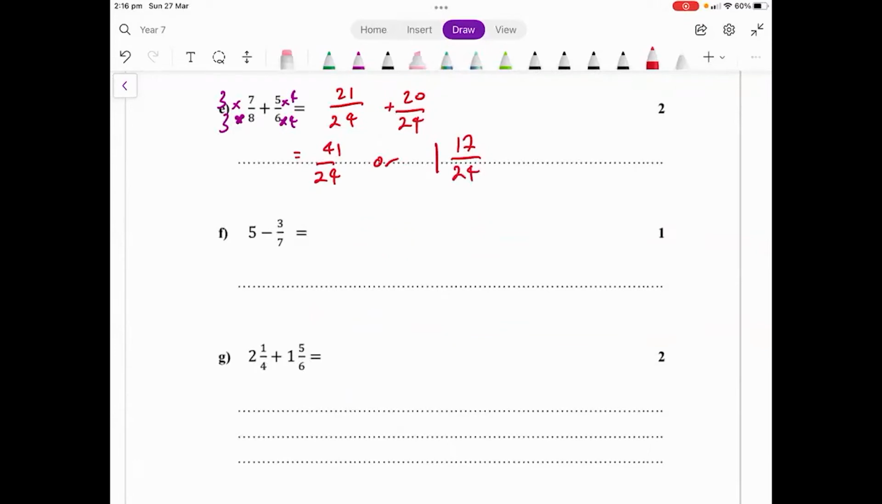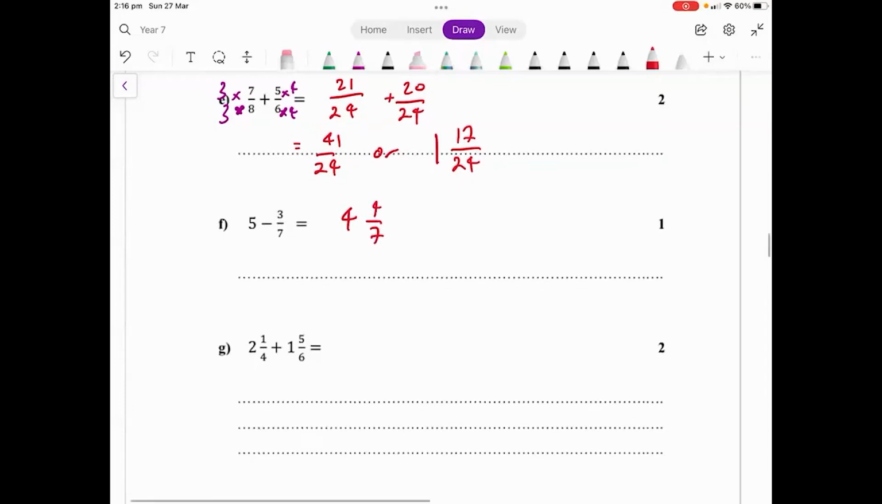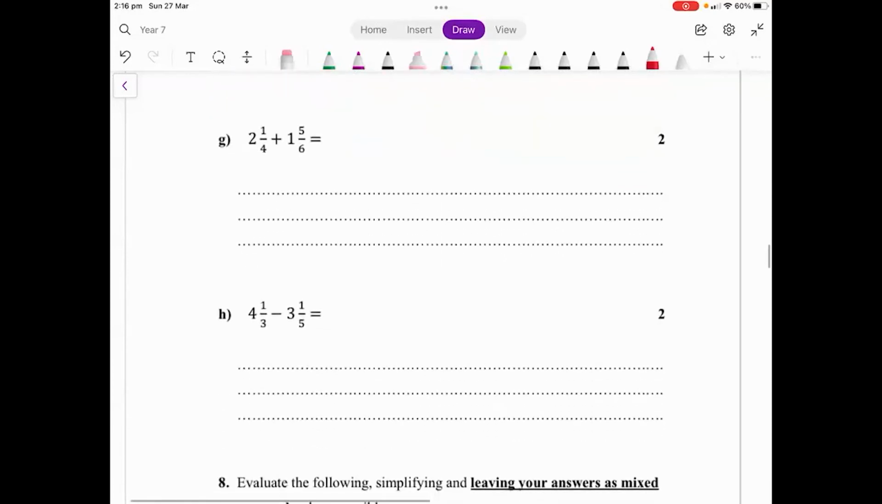Question F, 5 minus 3 over 7. We learned how to do this. You do 7 minus 3 and you get 4 parts left. So the fraction is going to be 4 over 7. And it's 5 minus a little bit, so it's just going to be 1 less than 5. So final answer is 4 and 4 over 7.